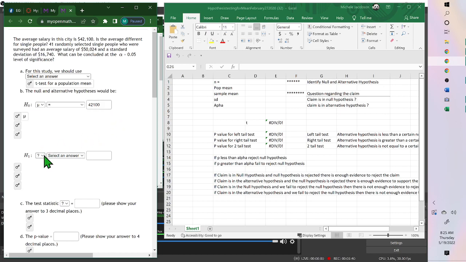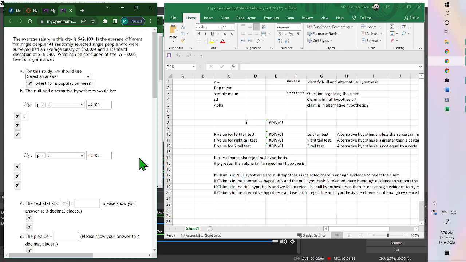The alternative, the beginning and the end are both the same as the null hypothesis. The thing that changes is what you're testing. H sub 1 will never be equal to. It's one of the other three. It says, is the average different for single people? So it's not saying greater or less, it's just saying different. So that's not equal to.